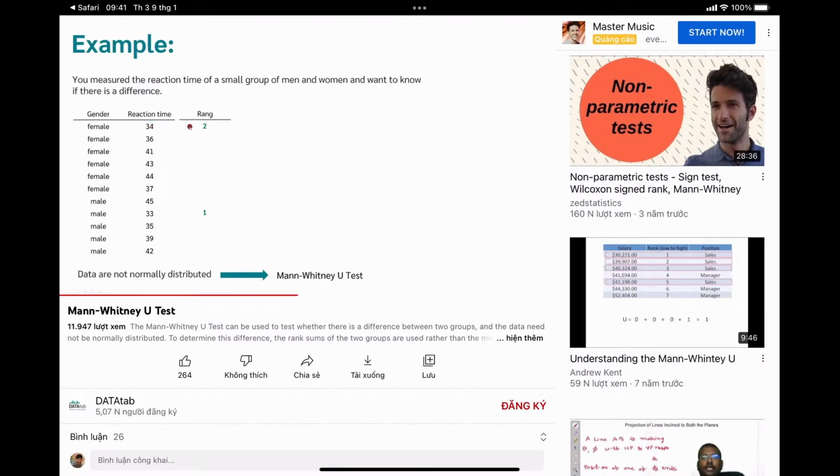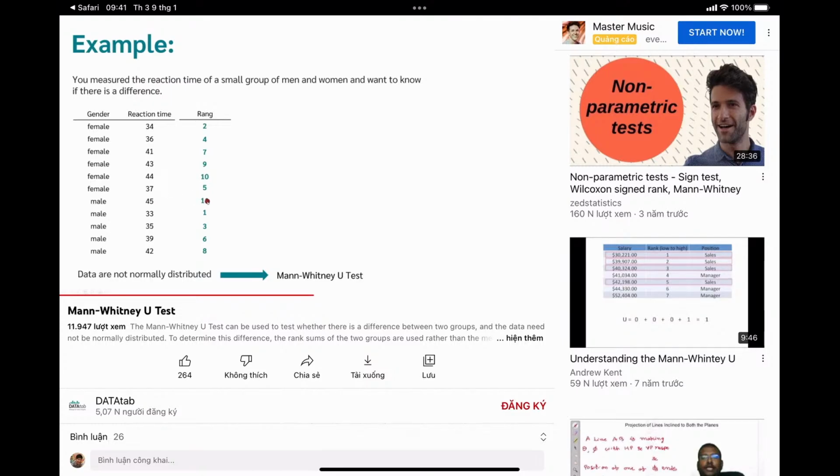This value gets rank 2. Then we look at the third smallest value, that is 35, which gets rank 3. And now we go through that for all the others, and so on and so forth. Finally, we have assigned a rank to each value. 45 is the largest value, therefore it gets rank 11.